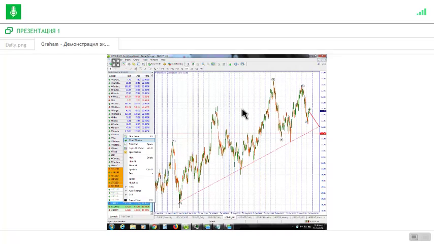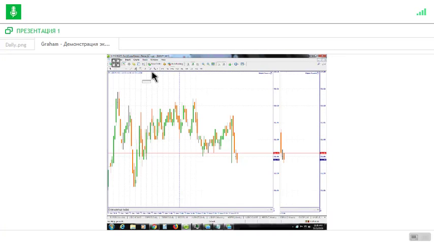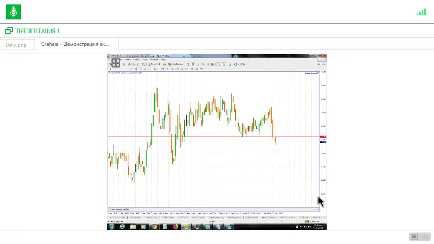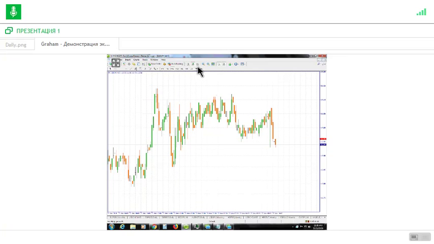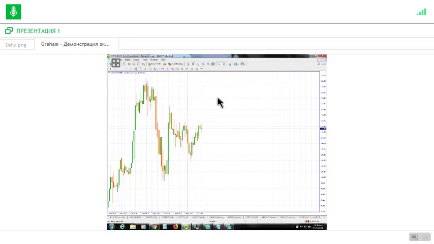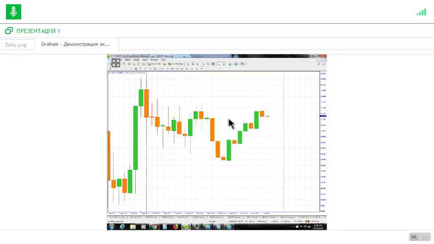USDJPY. We need to add this chart afresh. Yes, USDJPY, sorry. And we start off with the monthly chart. The reason I've started with the monthly is because it's a bit clear. I can see a direction on this.